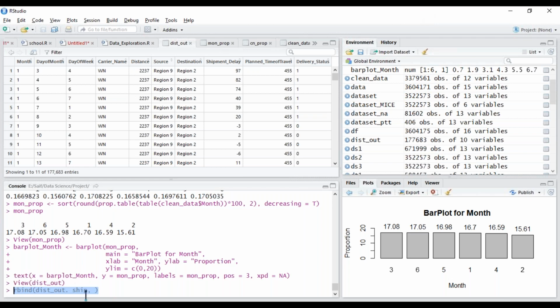See, over here, R-bind is the first data frame that you're coming up with for your distance variable that we have worked on. In that way, you'll be working on shipment delay, on planned time of travel, on different columns, different rows. Every column will have outliers. Even after transformation, say 15, 20 rows will have outliers.